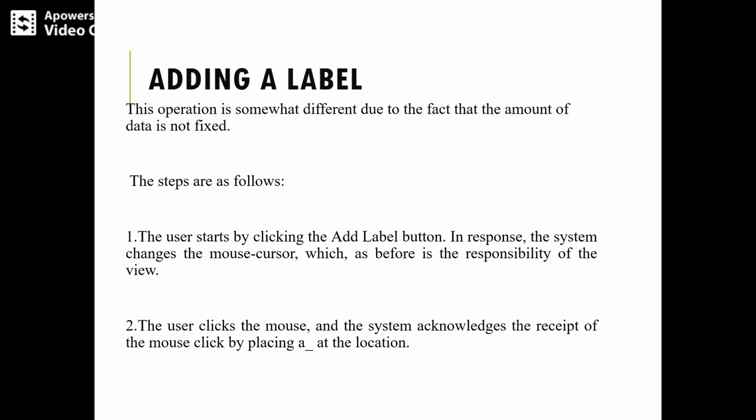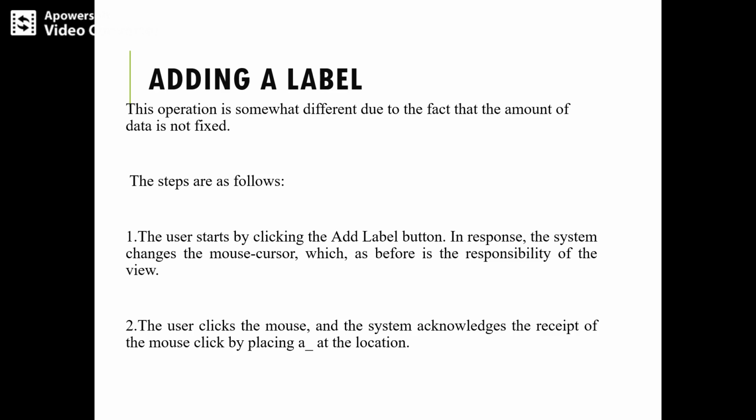Now we will see adding a label. These operations are somewhat different due to the fact that the amount of data is not fixed, because when adding a label, for example to a straight line or slant line, a parallel line, a circle, rectangle, triangular shape, box or square box, whatever it is, the amount of data is not fixed. Here there are some steps as follows.